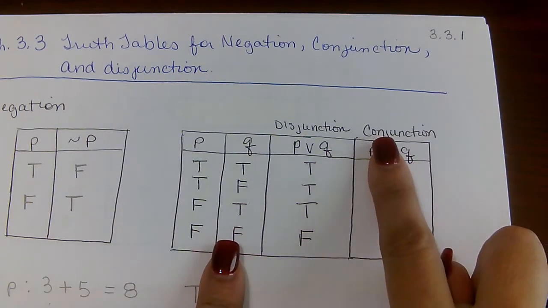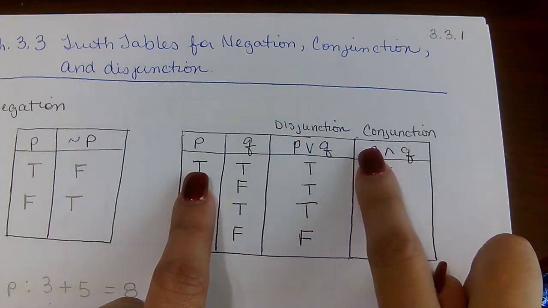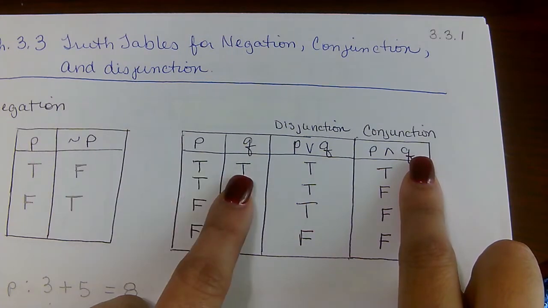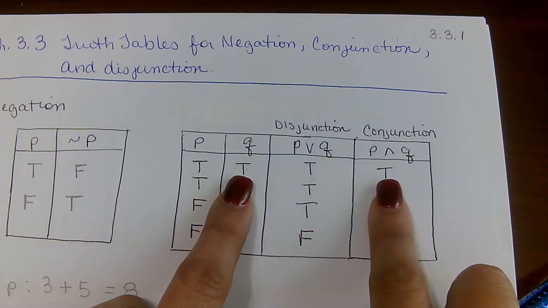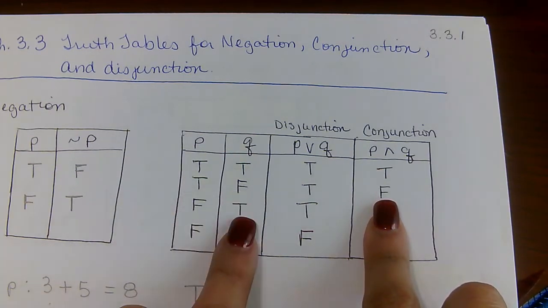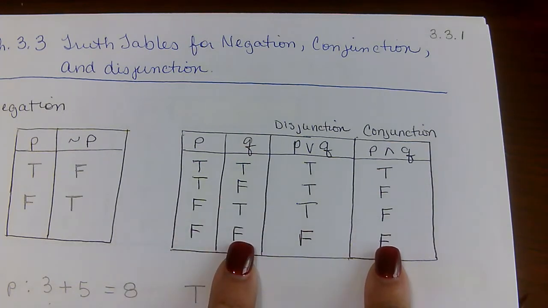When we're looking at the conjunction, the and, we need both of these statements to be true. So here we have P is true, Q is true, then this statement will be true as well. True, false, that's going to be a false statement. False, true, that will be false. And here we have both of them saying false, so this is obviously going to be false as well.